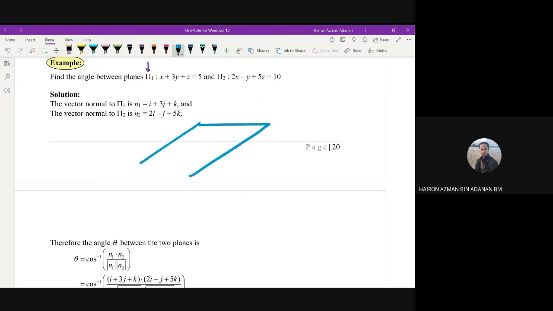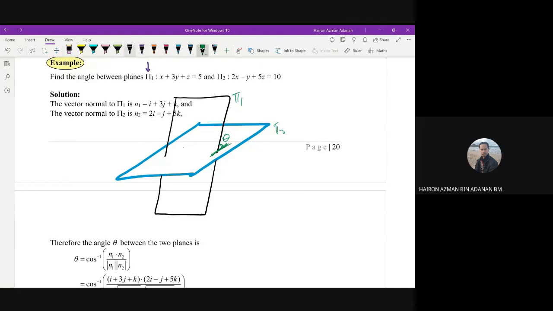Okay. Ni satu plane. Plane yang kedua mungkin saya guna colour lain, yang hitam lah. Ni plane yang kedua. Okay. So angle yang kamu nak cari angle ni lah. Sudut ni antara plane dengan plane. Ni plane satu, ni plane dua kan. Sudut ni lah kamu nak cari.